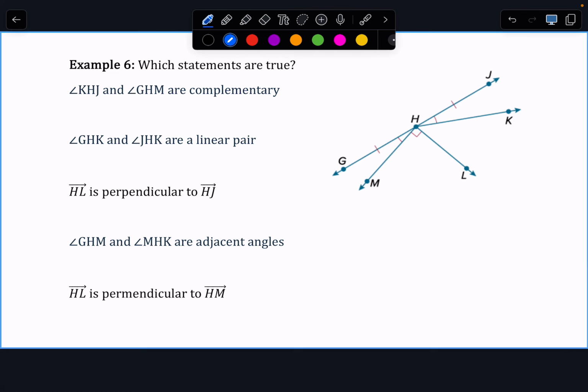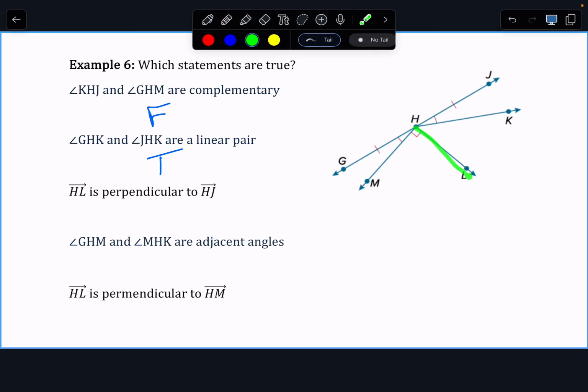We're gonna do true false real quick. Here we go. KHJ and GHM are complementary. They're congruent. That's it. Okay. GHK and JHK are a linear pair. Yep, those make a line.